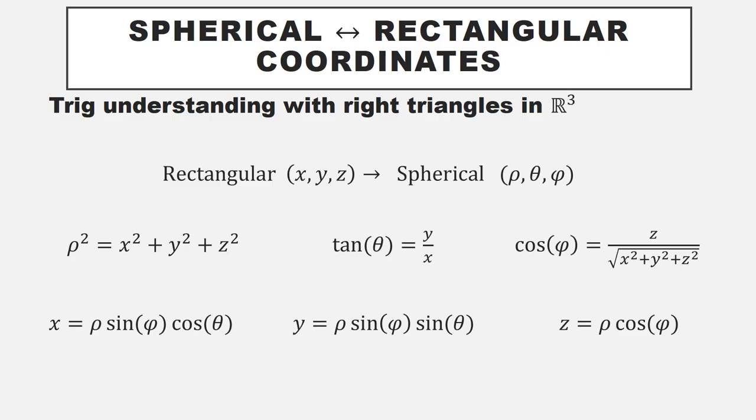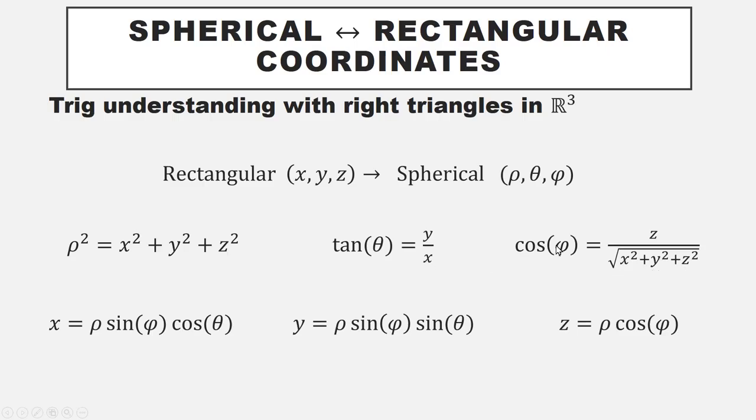And then what is this phi? How do I find it? Well, cosine of phi is going to be z over the square root of x squared plus y squared plus z squared, which, if you think about it, is just z over rho. Okay? So normally we think of that as z over rho. But if you want to think of it in terms of x, y, and z, it's z over the square root of x squared plus y squared plus z squared.